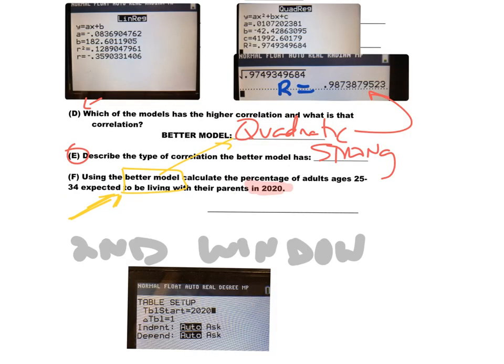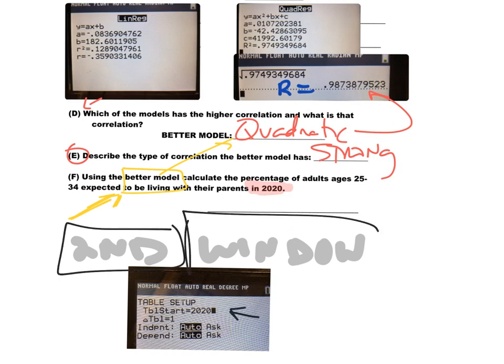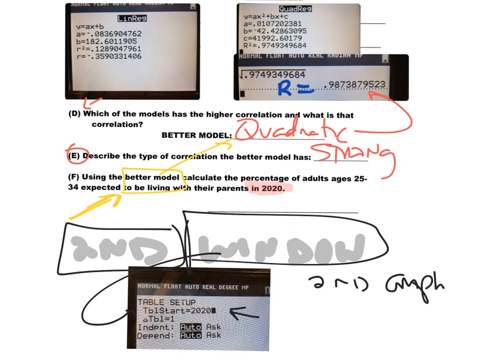And we want to type in for table start to be 2020. So you press second and then window and then table start 2020. And then what you want to do is now press second and graph to get to the table menu of the calculator.